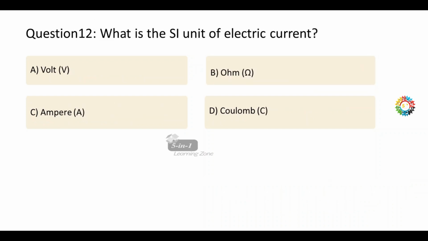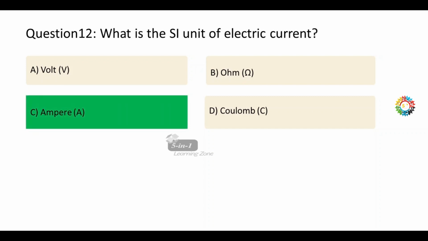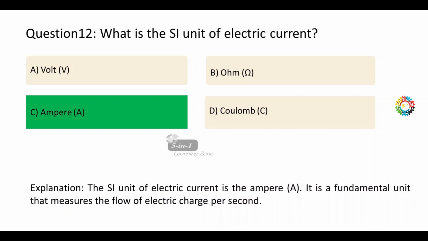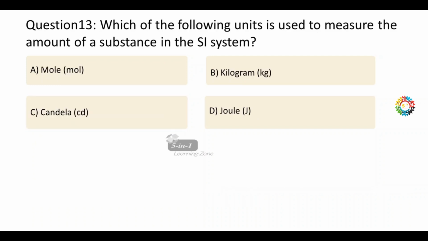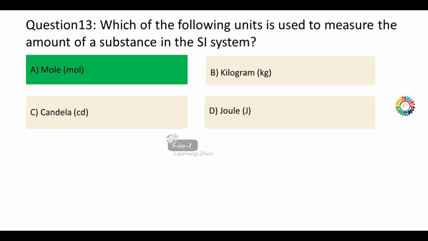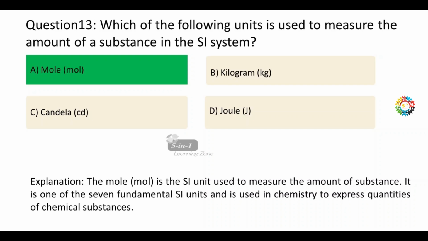Question 12. What is the SI unit of electric current? Answer. C. Ampere, A. Explanation. The SI unit of electric current is the ampere, A. It is a fundamental unit that measures the flow of electric charge per second. Question 13. Which of the following units is used to measure the amount of a substance in the SI system? Answer. A. Mole. Explanation. The mole, mol, is the SI unit used to measure the amount of substance. It is one of the 7 fundamental SI units and is used in chemistry to express quantities of chemical substances.